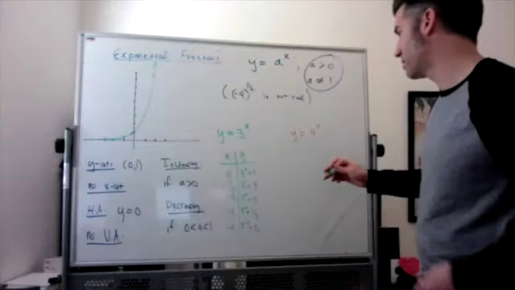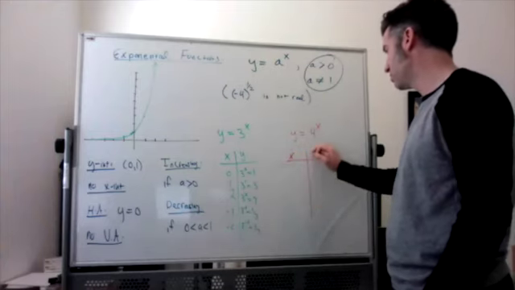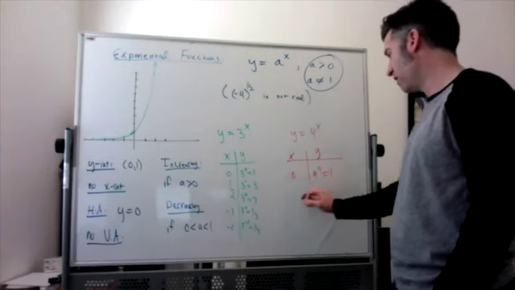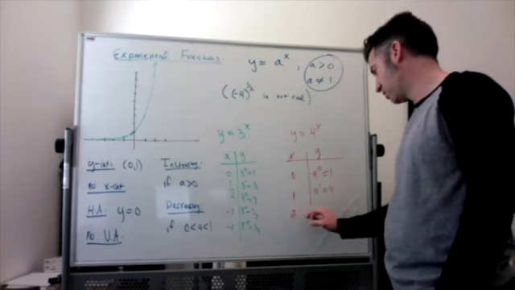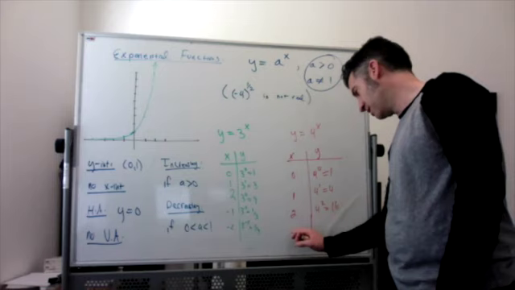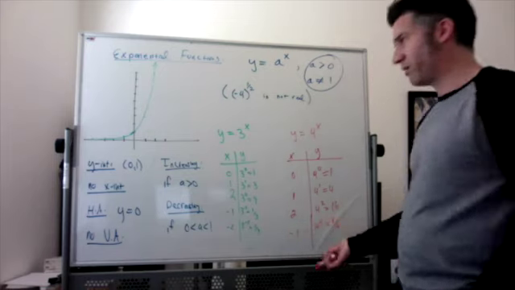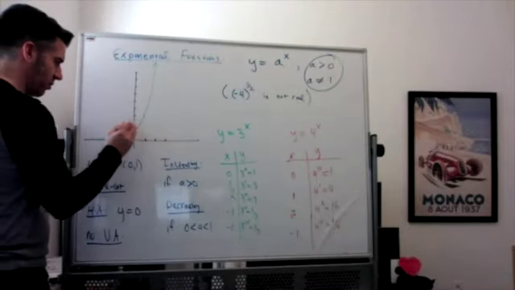4 to the x, if we plot some points for this one, just a couple. If x is 0, 4 to the 0 is 1. If x is 1, 4 to the first is 4. If x is 2, 4 to the second is 16. If x is -1, 4 to the -1 is 1/4. So if we try and plot some points here, I still get the same y-intercept of 0, 1.